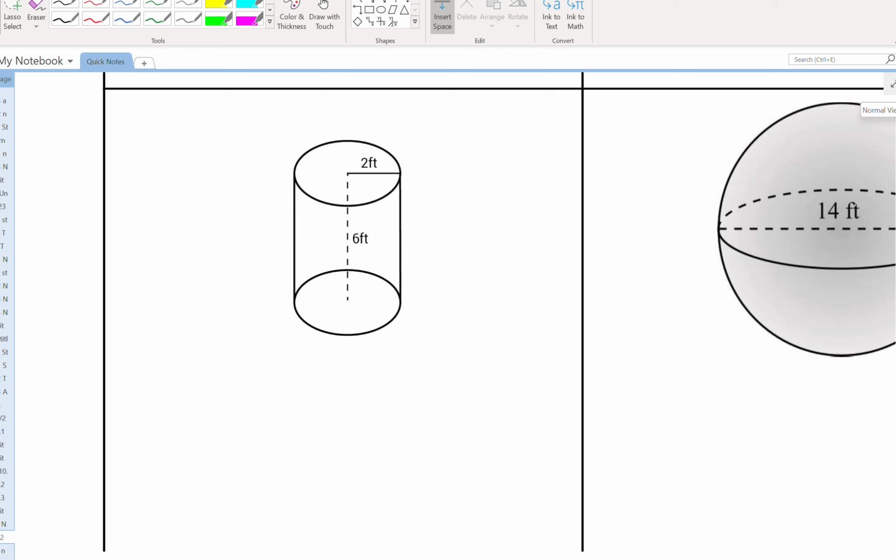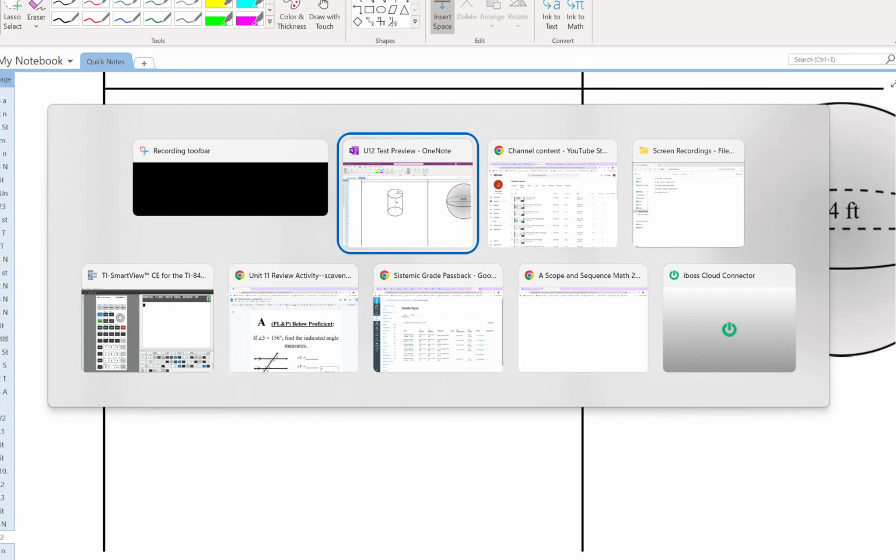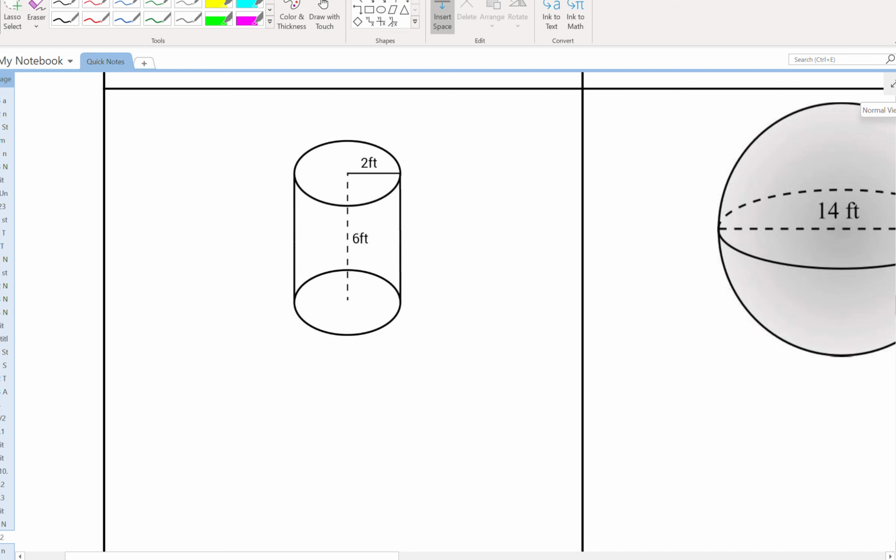Hello, welcome. We're talking about surface area, and I've got a couple things here. I've got a cylinder and I have a sphere. First off, with the cylinder, it basically has three surfaces. It's got the top, it has the bottom, and then it has the sides.